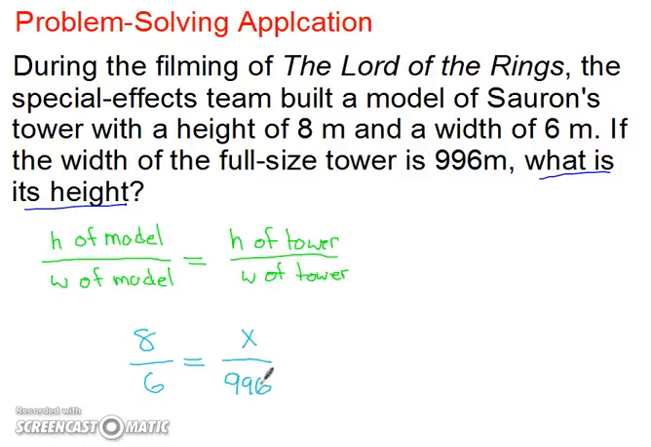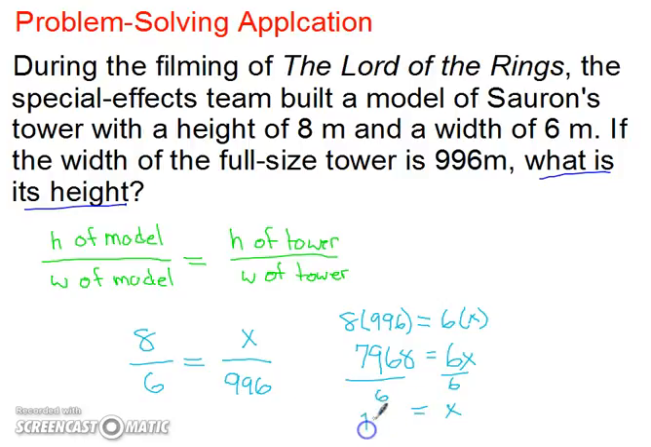Then we can simply cross multiply. So we have 8 times 996 equals 6 times x. 8 times 996 is 7,968, and we have 6x. So then we're going to divide both sides of our equation by 6, and we end up with 1,328. And we're dealing with meters, so the height is 1,328 meters. So that's how tall the actual tower is.